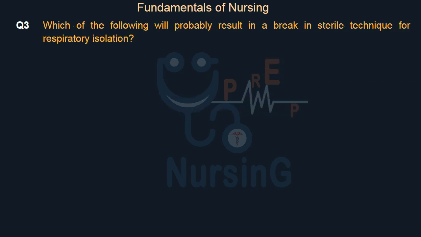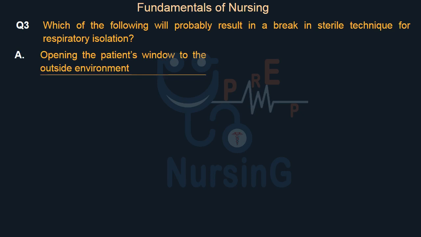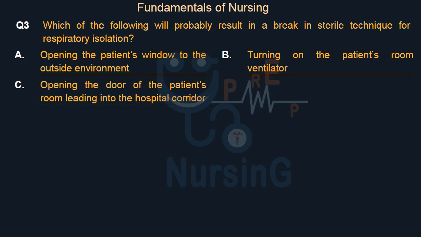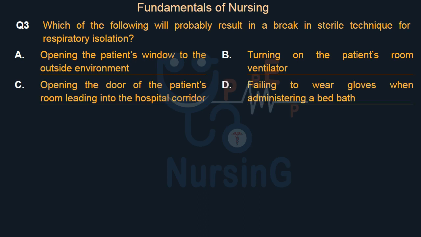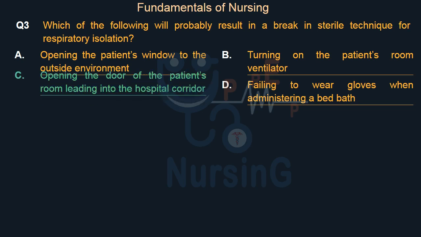Which of the following will probably result in a break in sterile technique for respiratory isolation? Option A. Opening the patient's window to the outside environment. Option B. Turning on the patient's room ventilator. Option C. Opening the door of the patient's room leading into the hospital corridor. Option D. Failing to wear gloves when administering a bed bath. Right answer is Option C.